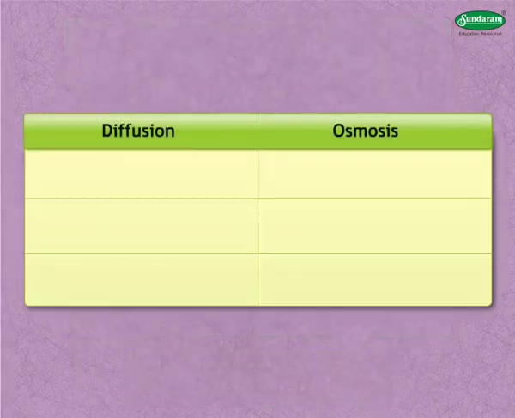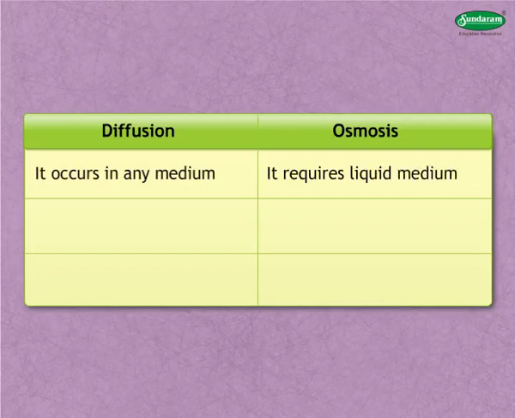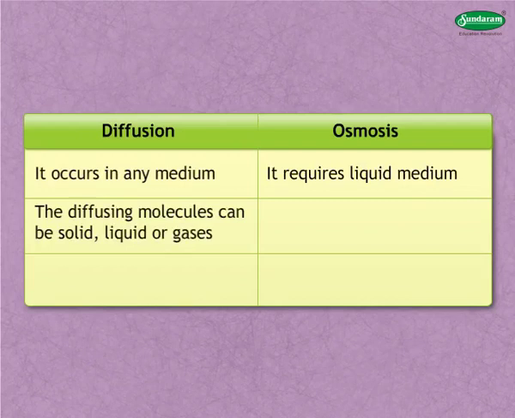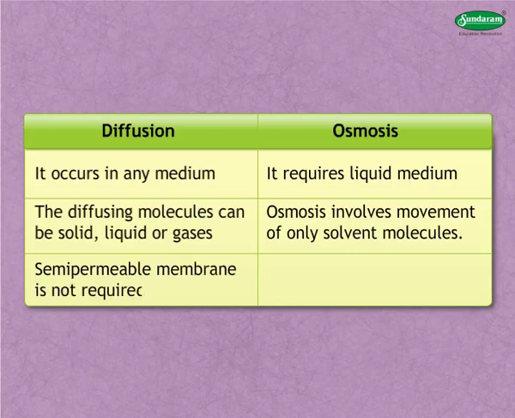Students, now let us see the difference between diffusion and osmosis. Diffusion occurs in any medium, whereas osmosis requires liquid medium. The diffusing molecules can be solid, liquid, or gases, whereas osmosis involves movement of only solvent molecules. In diffusion, a semi-permeable membrane is not required, whereas in osmosis, a semi-permeable membrane is needed.